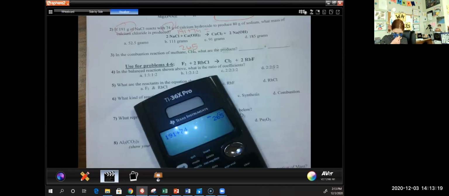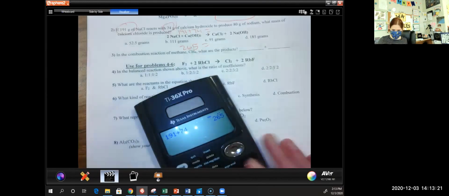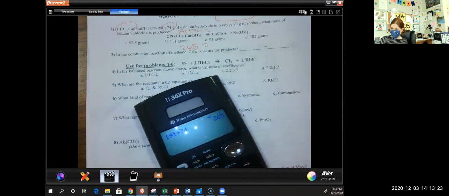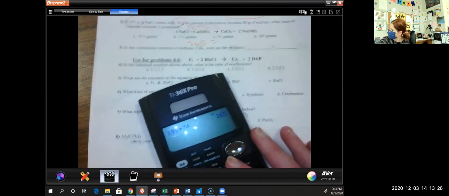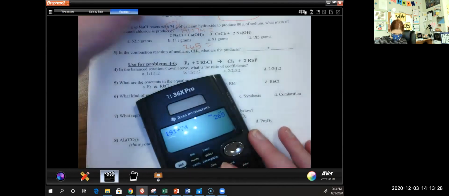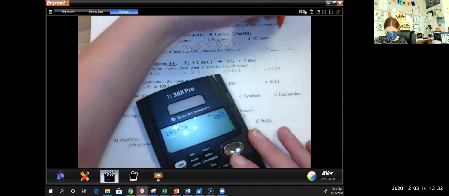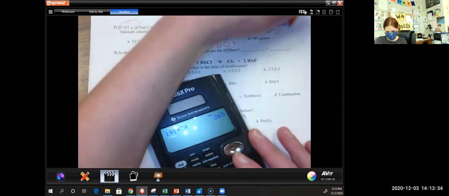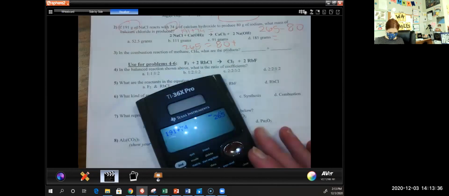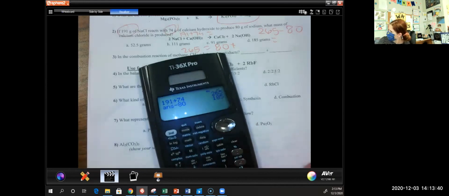So we got 265 is equal to the other side. We got 80 plus something. So all you have to do is subtract 265 minus 80. That's 185.